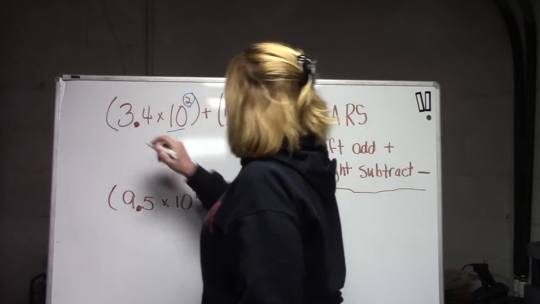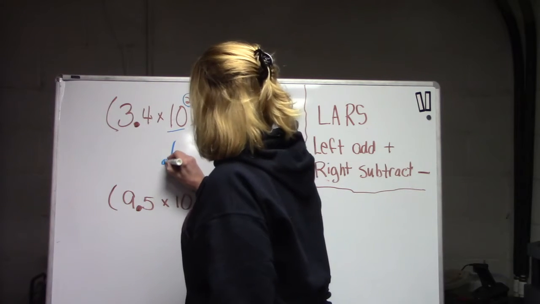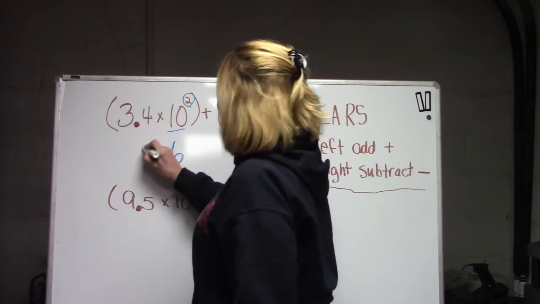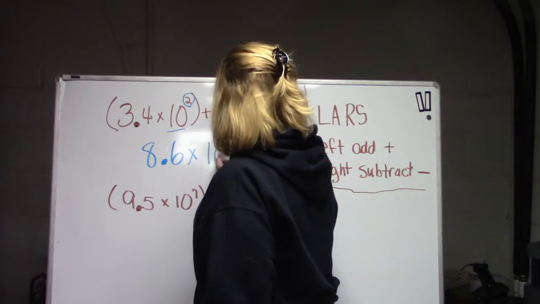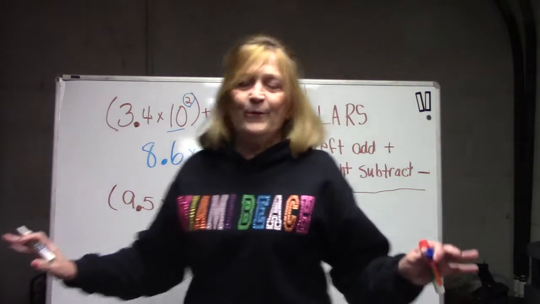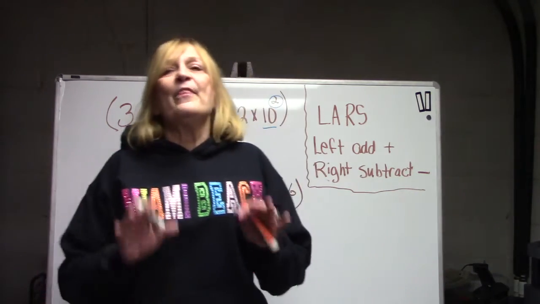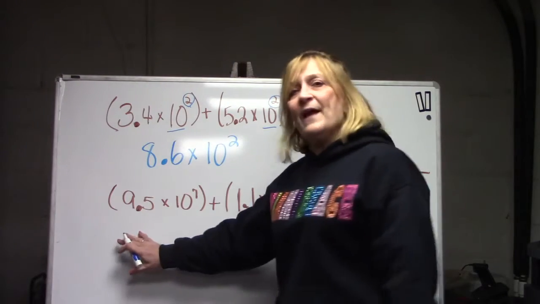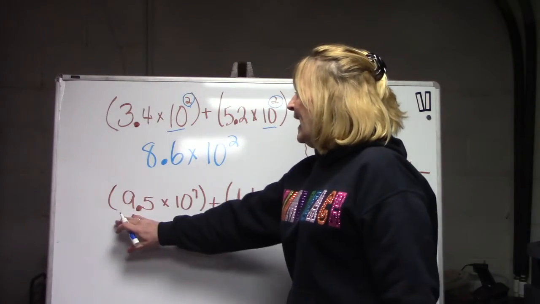And we've got 2 plus 4 is 6. Put our decimal point in. 5 plus 3 is 8 times 10 to the second power. So no problem there whatsoever. The problem comes in when we have something like this next problem.